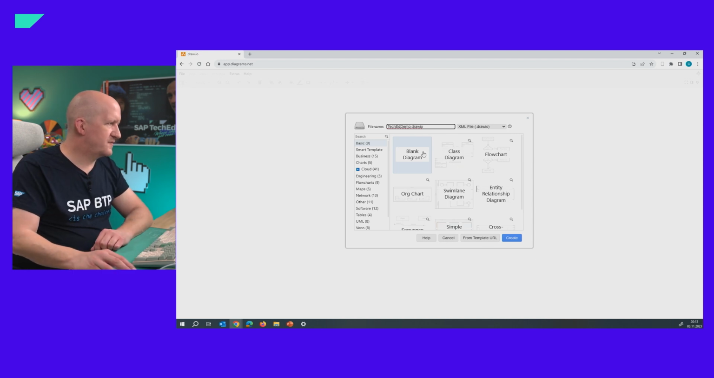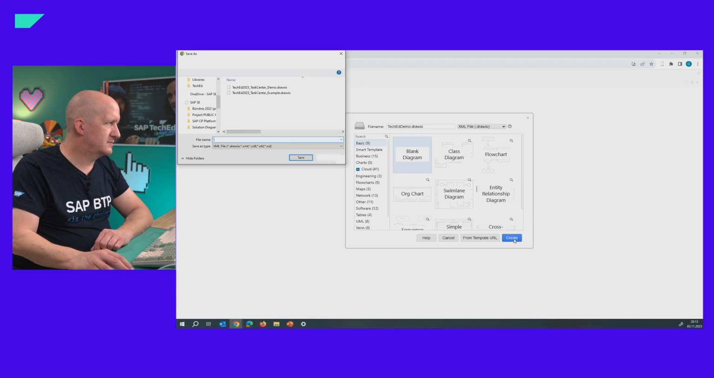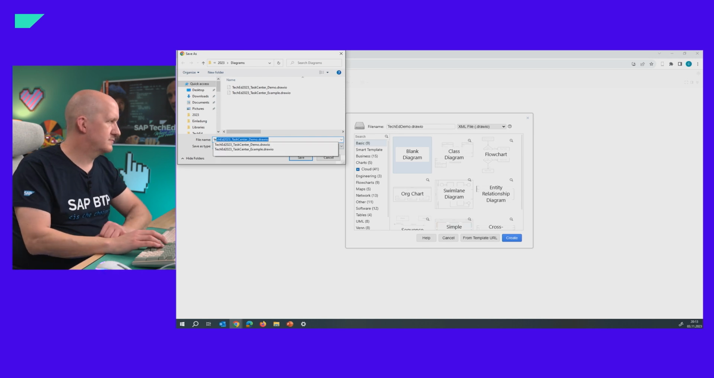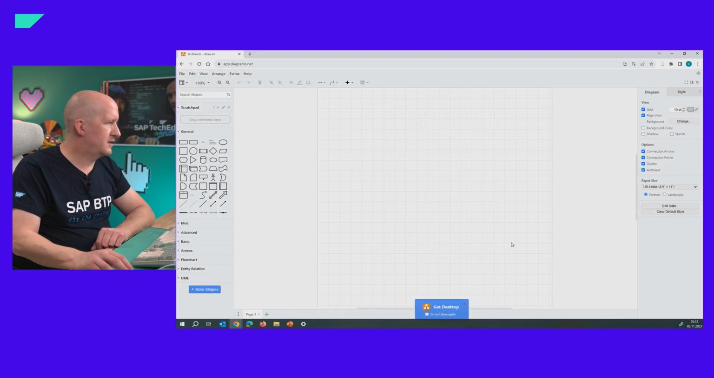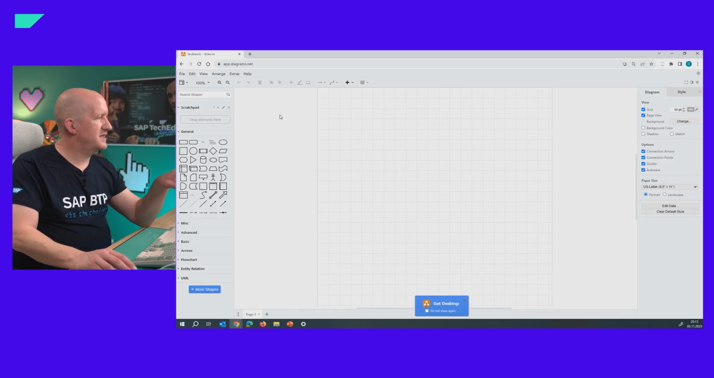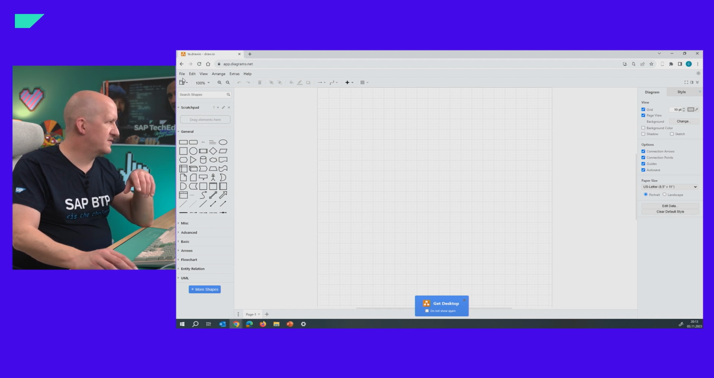You can just create this here, blank diagram. That will then allow you to create this. And as you can see now, you have Draw.io and it's pretty empty, at least on the sides.